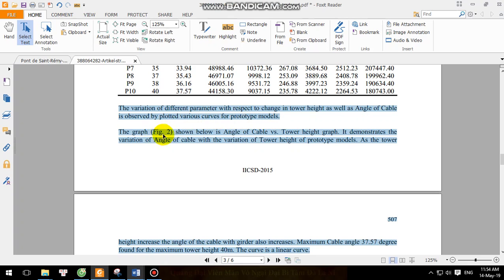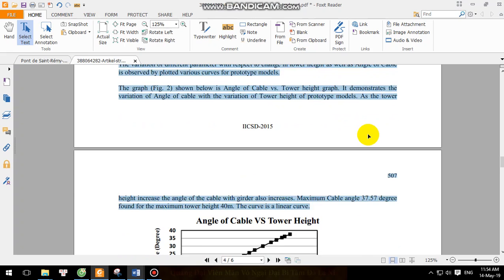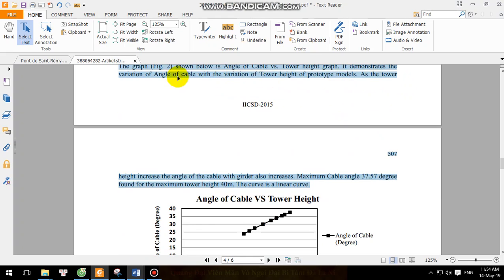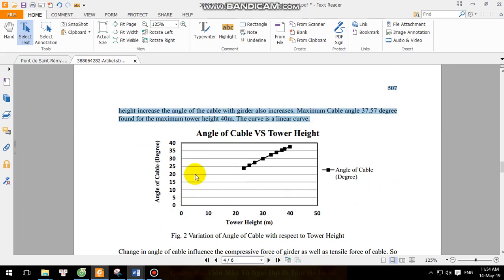The graph, Fig 2, shown below, is the angle of cable versus tower height graph. It demonstrates the variation of angle of cable with the variation of tower height of prototype models. As the tower height increases, the angle of the cable with the girder also increases. A maximum cable angle of 37.57 degrees is found for the maximum tower height of 40 m. The curve is a linear curve.